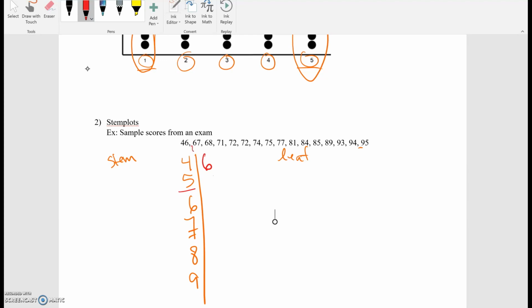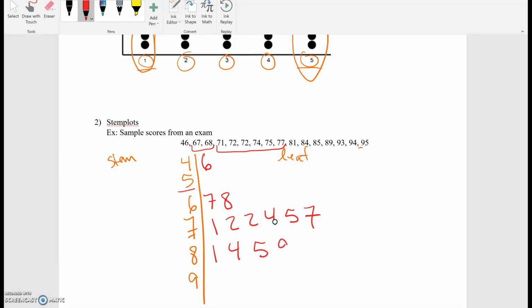For the 6, you're going to have a 67 and a 68, so I'm going to write 67 here and then a 68. For the 7s, I'm going to have a 71, a 72, a 72, a 74, a 75, and a 77. All right, and then for the 80s, I'm going to have an 81, an 84, an 85, an 89, and that's it. And then the last one, I'm going to have a 93, a 94, and a 95.